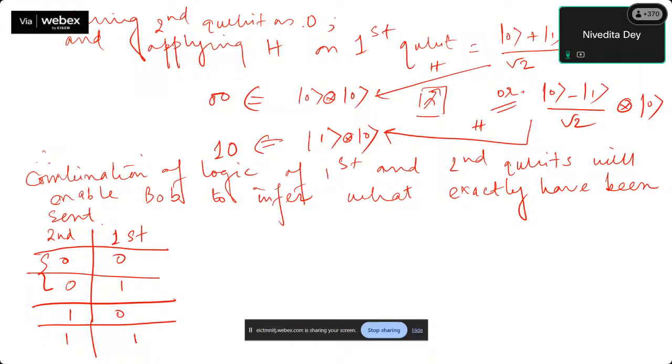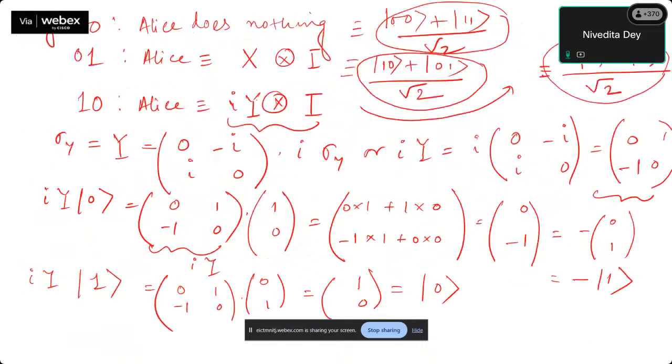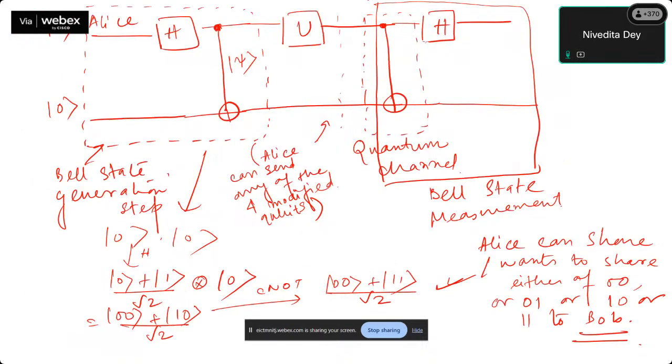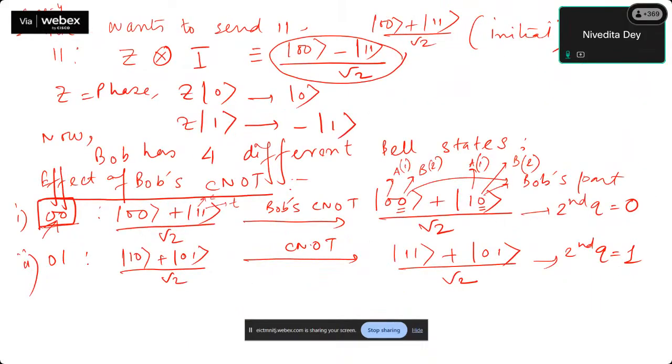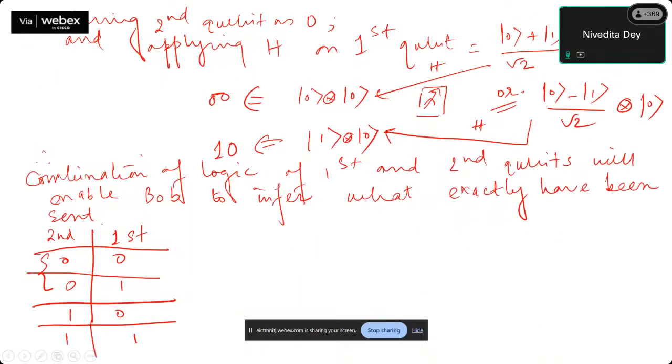Now considering the second qubit as 0, there will be a Hadamard gate on the first qubit. How are we getting that? Go back to this thing. See, there is a Hadamard on the first qubit. And if I do that, there can be two different possibilities. That means either it could be ket0 plus ket1 by root 2, or it could be ket0 minus ket1 by root 2 in that particular state.